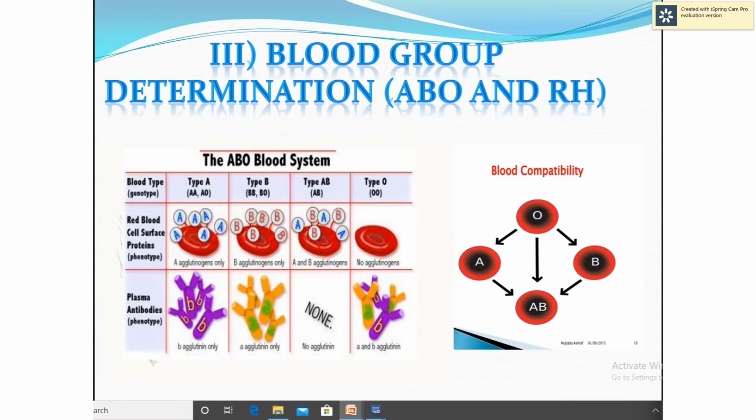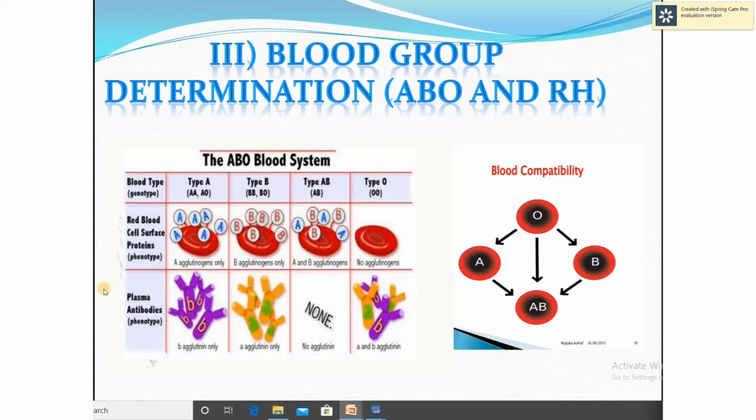Blood group determination is also known as blood typing. Blood typing is a test that determines a person's blood type. The test is essential if you need a blood transfusion or are planning to donate blood. Not all blood types are compatible, so it is important to know your blood group. Receiving blood that's incompatible with your blood type could trigger a dangerous immune response.